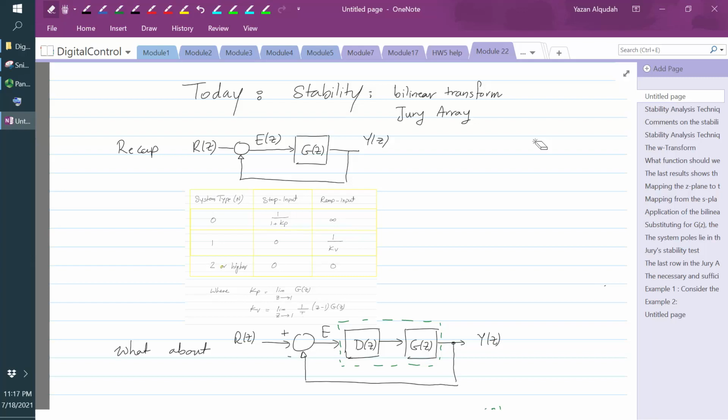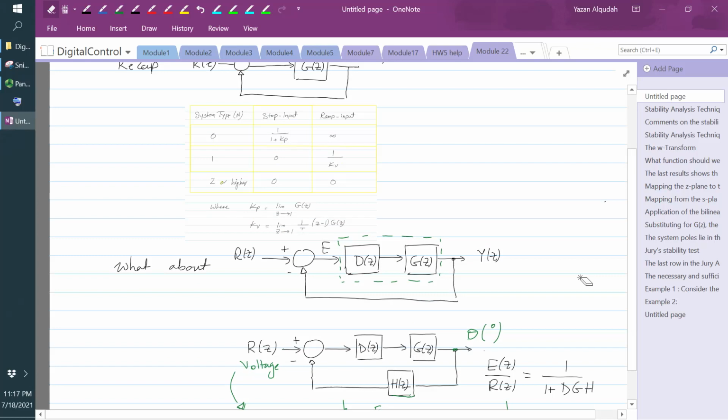We looked at the steady state error for different system types and for different inputs, and we created this table that we can use to easily calculate the steady state error. Now, one thing I want to get your attention to is what happens if we have a system that is not exactly the system that we derived this table for. For instance, what happens if we have a system where in the forward path we have D of z, and we want to calculate the steady state error.